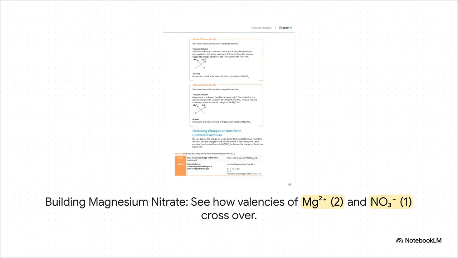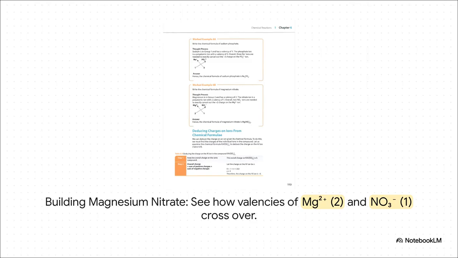Okay, let's put this into practice. We're going to build magnesium nitrate. So we find magnesium, Mg, and its valency is 2. The nitrate part, that's NO3, has a valency of 1. Now we do the crisscross.